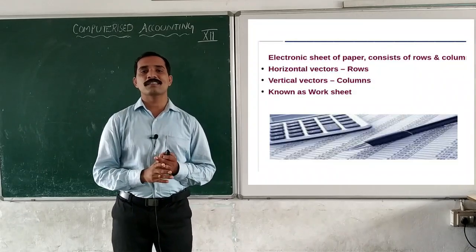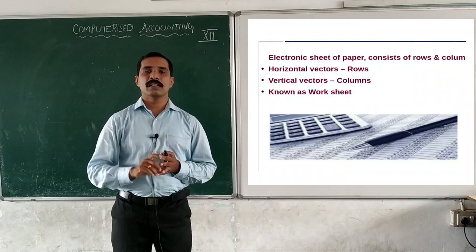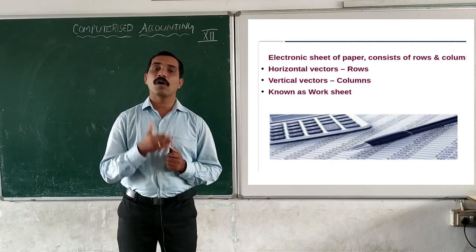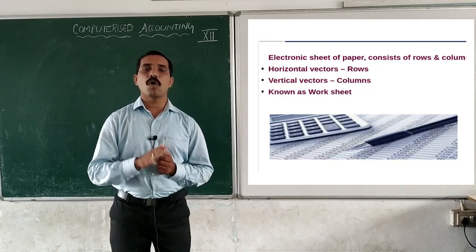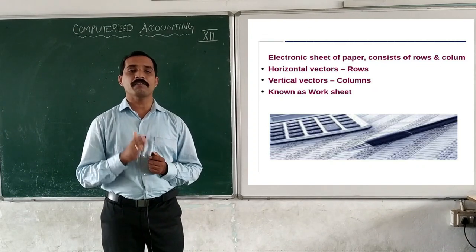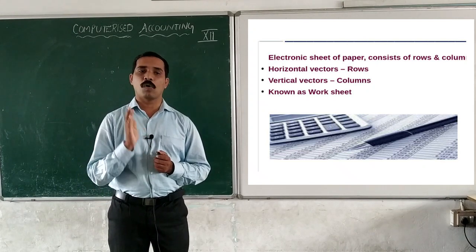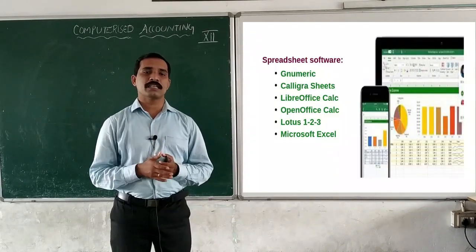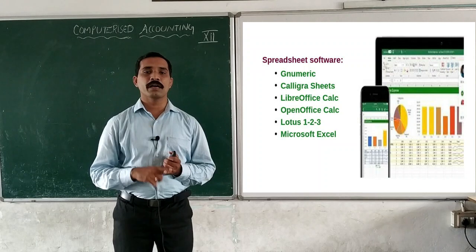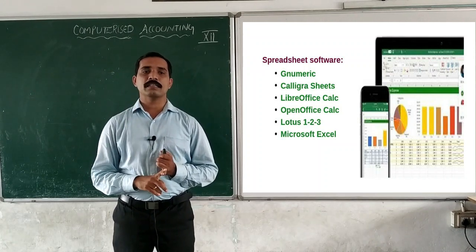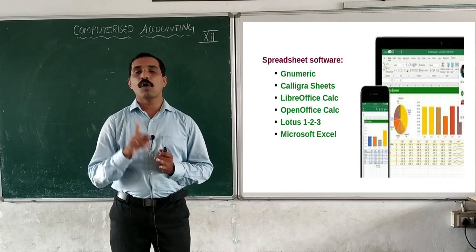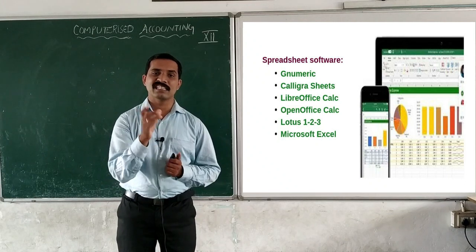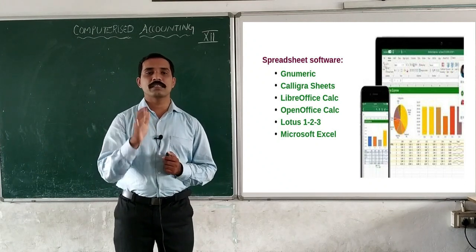Electronic sheet of paper consists of what? Rows and columns. That is, rows means what? Horizontal vectors. Rows means horizontal vectors. That is, column what? That is vertical vectors. Vertical vectors column, horizontal vectors rows. So, some of the examples of a spreadsheet softwares are GNumeric, then Calligra Sheets, LibreOffice Calc, OpenOffice Calc, Lotus 123, Microsoft Excel. Actually, these are some of the examples of a spreadsheet software.